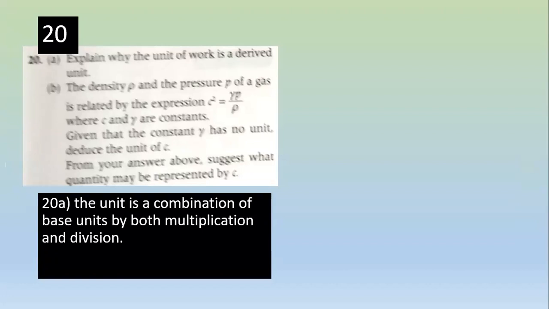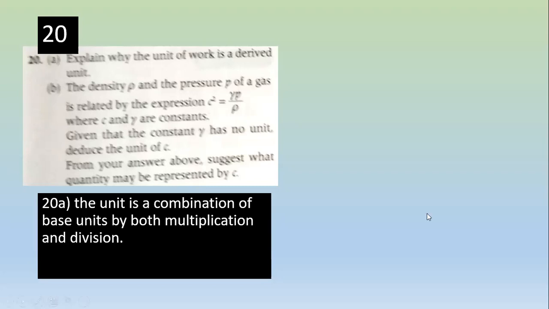The density and pressure P of the gas is related to the expression. Anything can come out as long as they tell you what the thing is. You have never seen the formula, it can still come out. It's just getting you to do the fundamentals, understand the English, that's all. Where C and gamma are constant. Given that the constant gamma has no unit, deduce the unit of C.